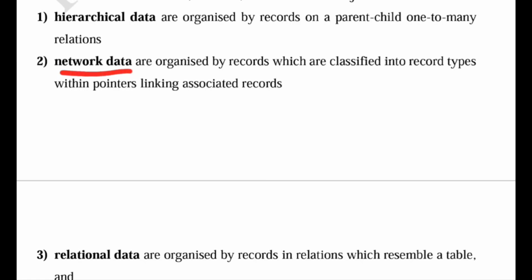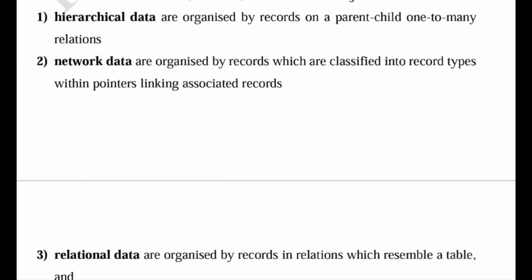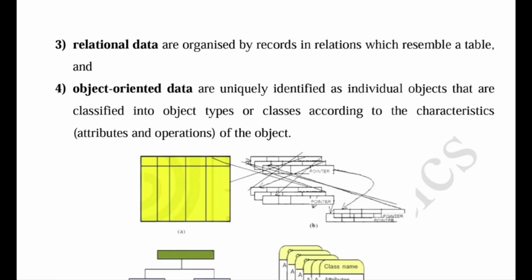Similarly, second is the network data, in which the records or data are organized and can be classified into record types with pointers linking associated records. It means in network data, the data are stored but not repeated as in the case of hierarchical data. They store the data once in the database and link the data with each other on their logical relationship, as we have studied about the relationship perspective of the database. So in network data, every data is stored once and linked on the basis of their logical relationship. It can also be of the ring pointer type. We will understand every point after some time.